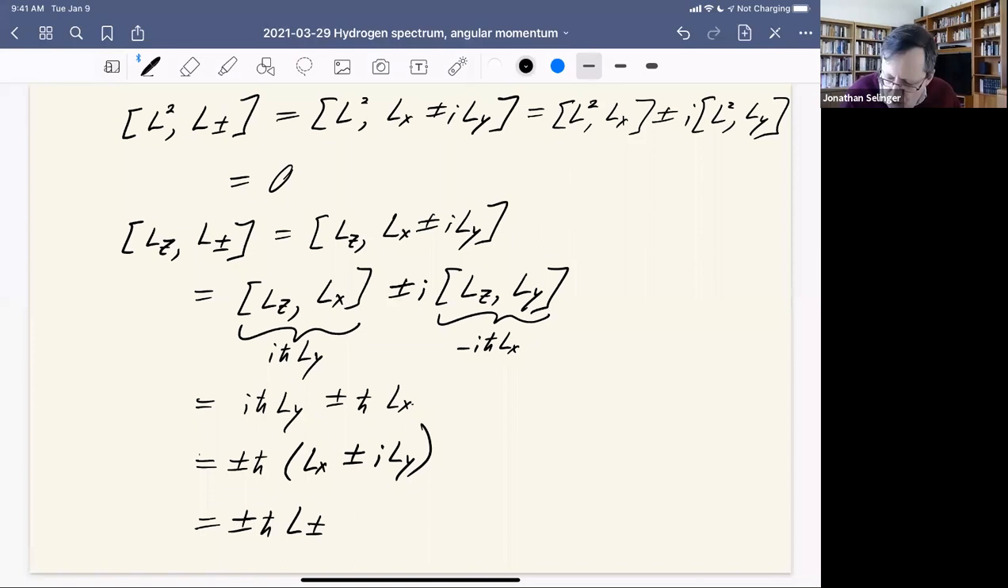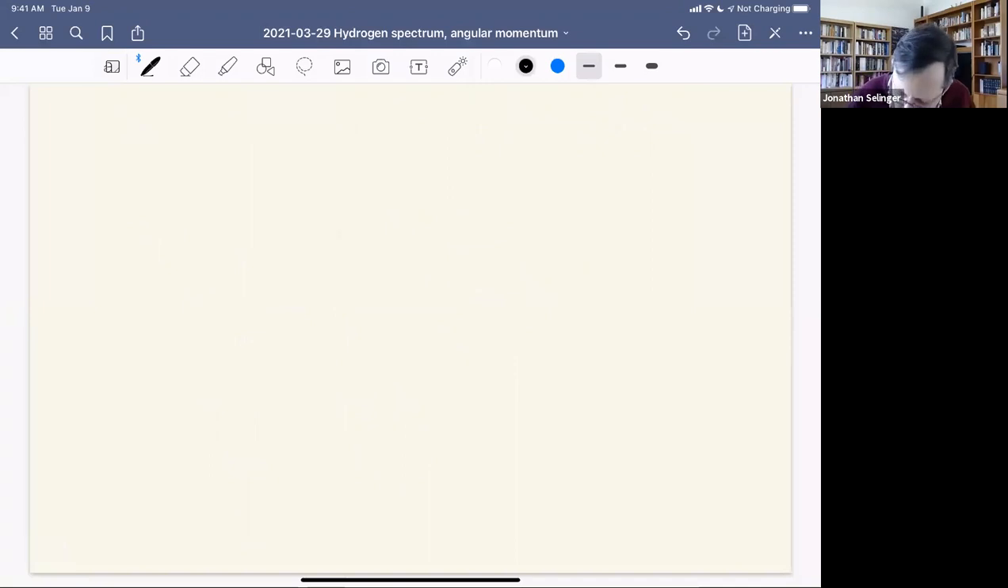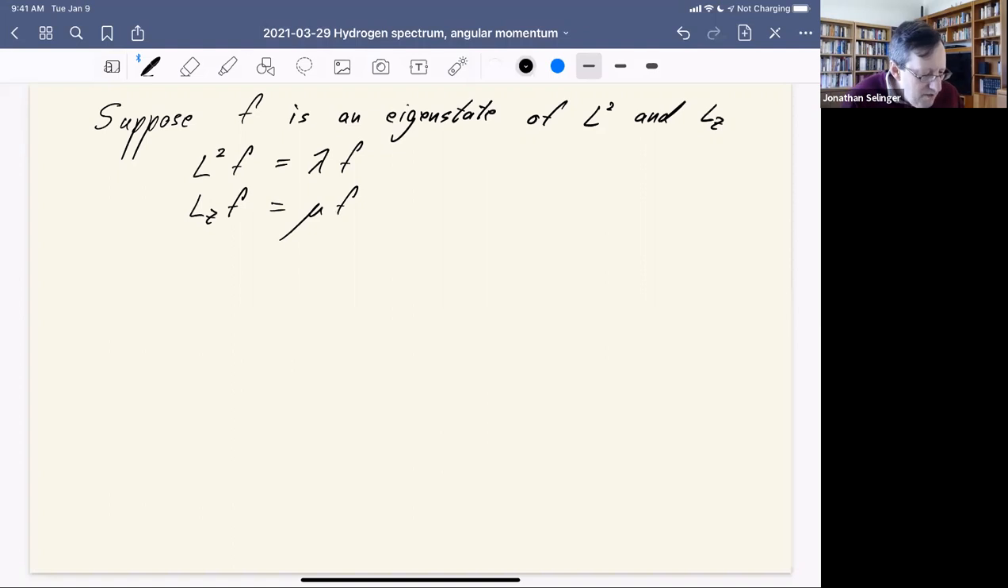Now, let's do the ladder operator kind of argument. Suppose that some function f is an eigenstate of L squared and Lz. So that L squared acting on f is lambda f, and Lz acting on f is mu f.